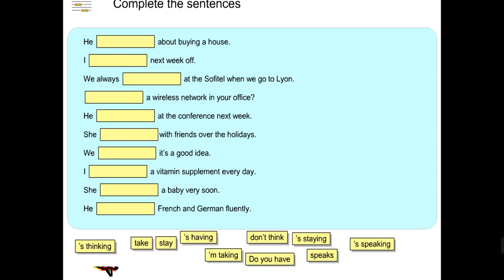She blank a baby very soon. She's having a baby. Very good. It's a near future. He speaks French and German fluently. He speaks because this is something that's generally true about the person. You use present simple with it.